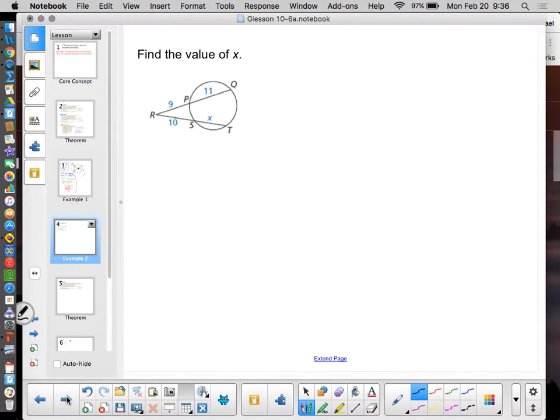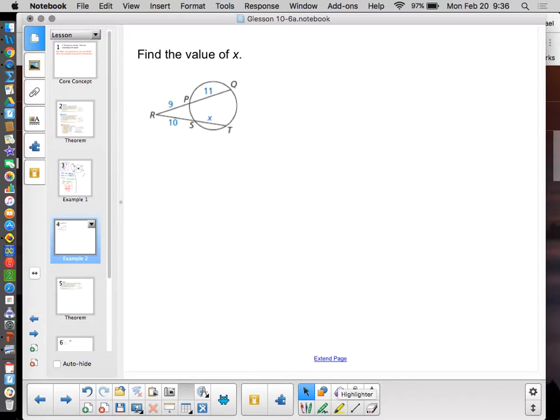What gets trickier is when the two lines intersect outside the circle, because it is so very tempting to set this up wrong. What most students are going to do, and this is wrong, is they're going to do 9 times 11 equals 10 times x, because those are the numbers they see in front of them. But that's not right. We don't ever use just the internal segment on its own. Those are big no-nos. We never use just that.